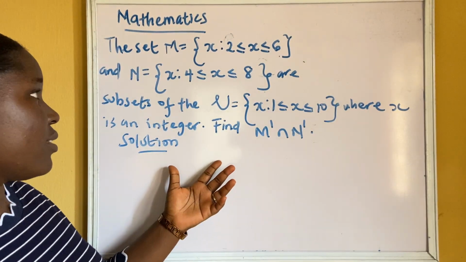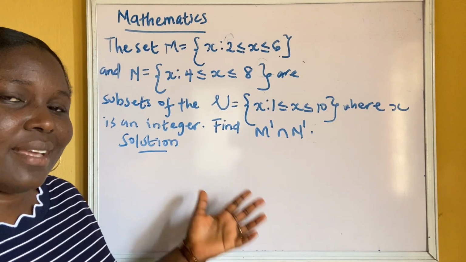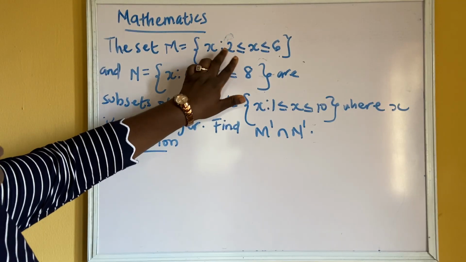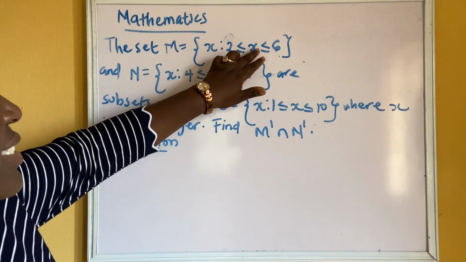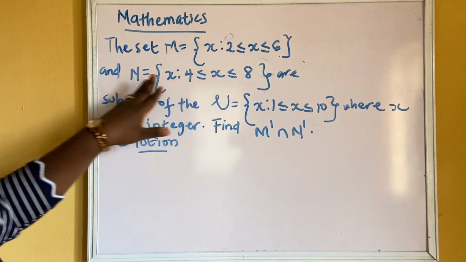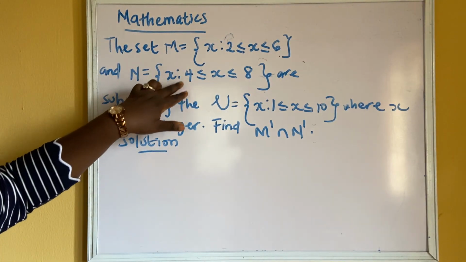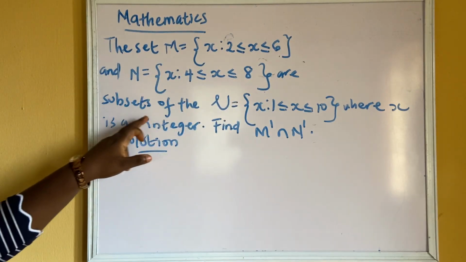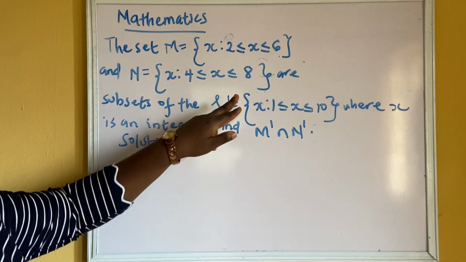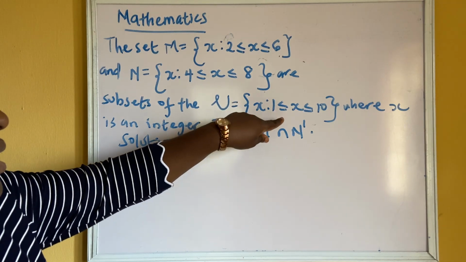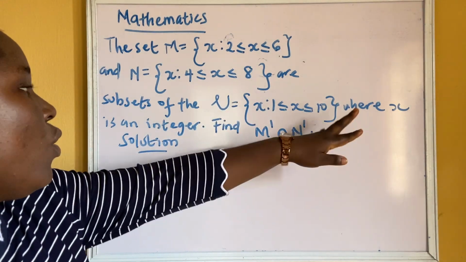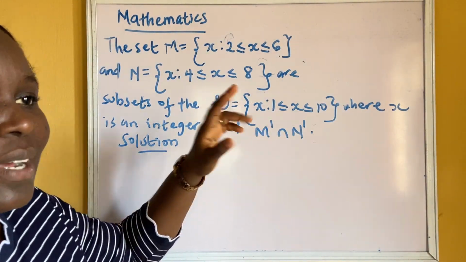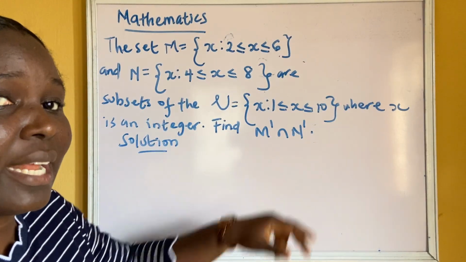Today we will be solving this problem together. This simple problem. So it says the set M equals x such that 2 is less than or equal to x and x is less than or equal to 6. And then N is equal to x such that 4 is less than or equal to x less than or equal to 8. They are subsets of the universal set such that 1 is less than or equal to x less than or equal to 10, where x is an integer. We have to find M prime intersection N prime. That's M complement intersection N complement.